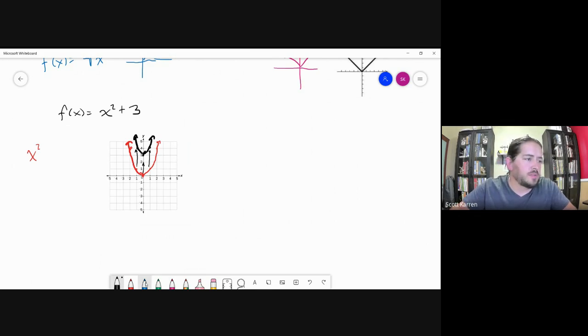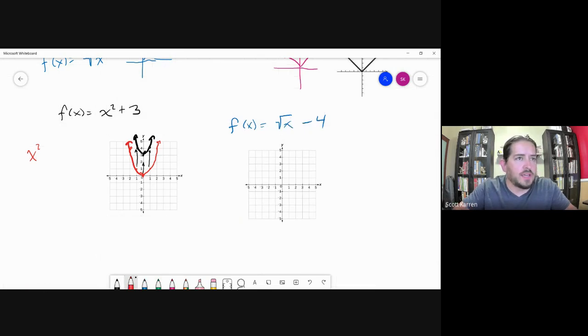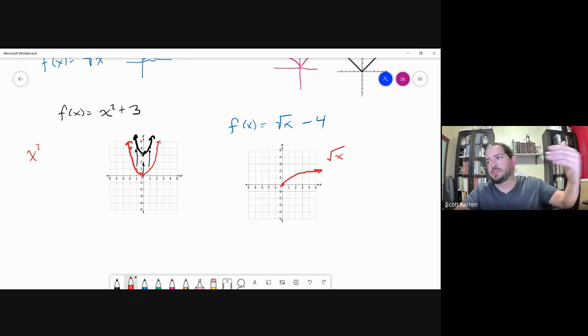So for example, if I take f of x equals the square root of x minus 4, right? I should be able to plot this knowing that the square root of x, I'll do in red, should look something like this. Right? That's the square root. It starts at 0 and goes on forever to the right. But that minus 4 says take the square root of x and then subtract 4. So all of those y values move down by 4.